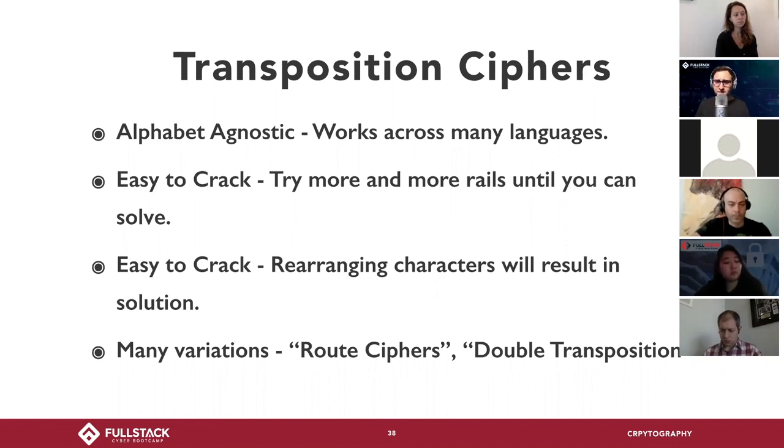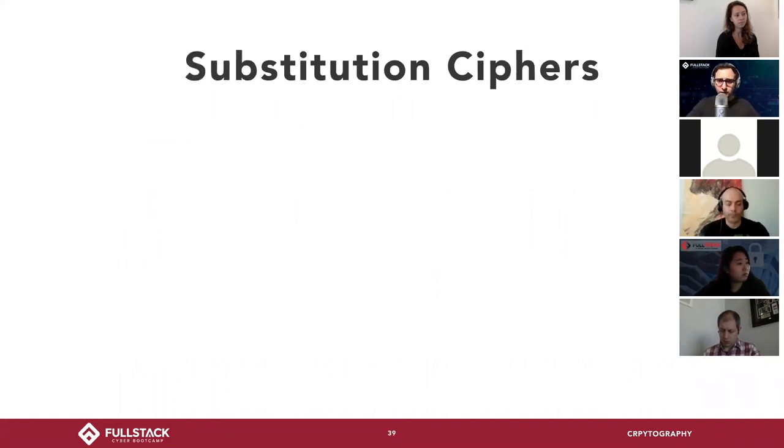But overall, transposition ciphers fall kind of weak. The next class of ciphers, a little bit more modern, are known as substitution ciphers. So what I want to tell you is this.